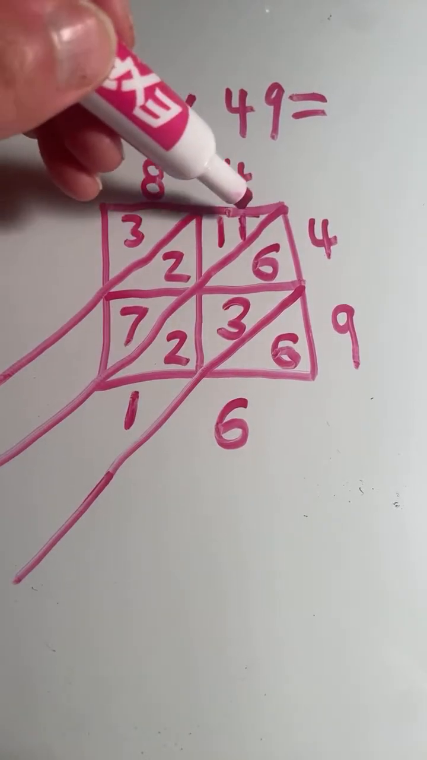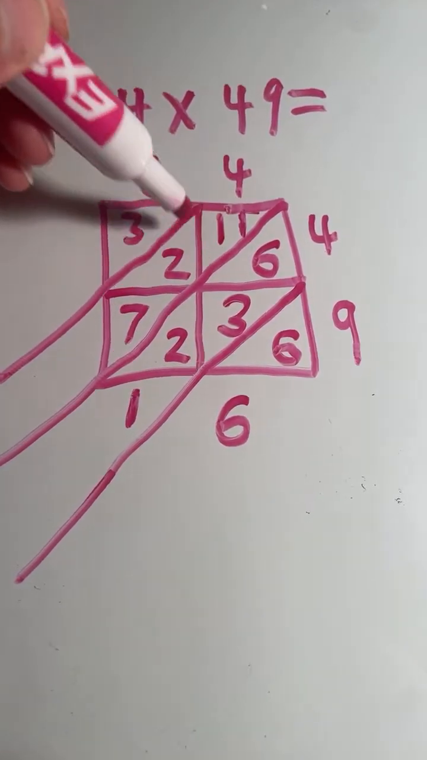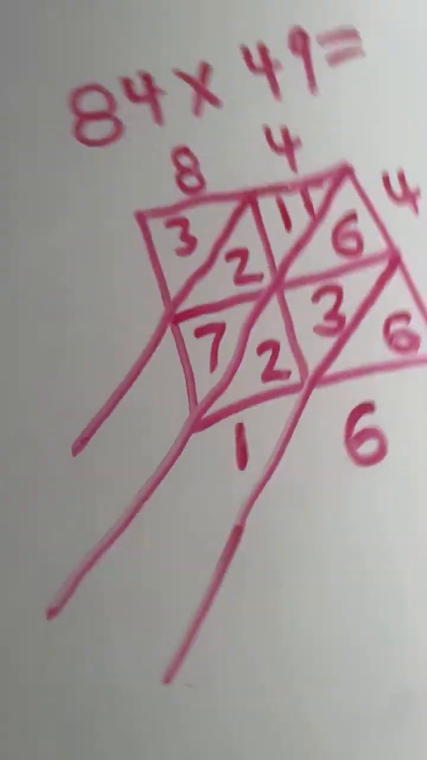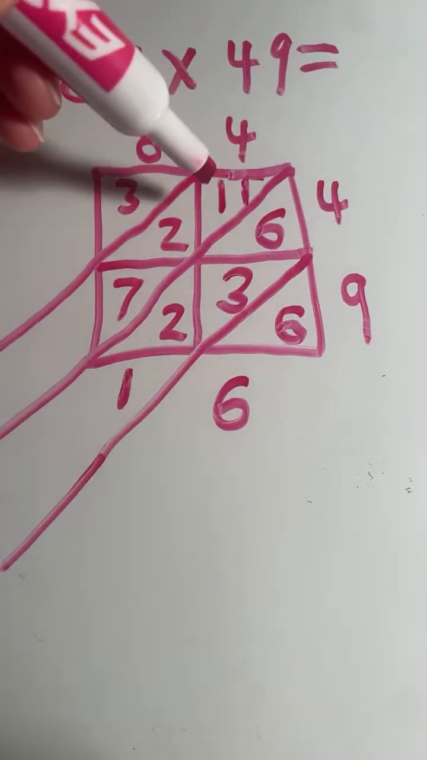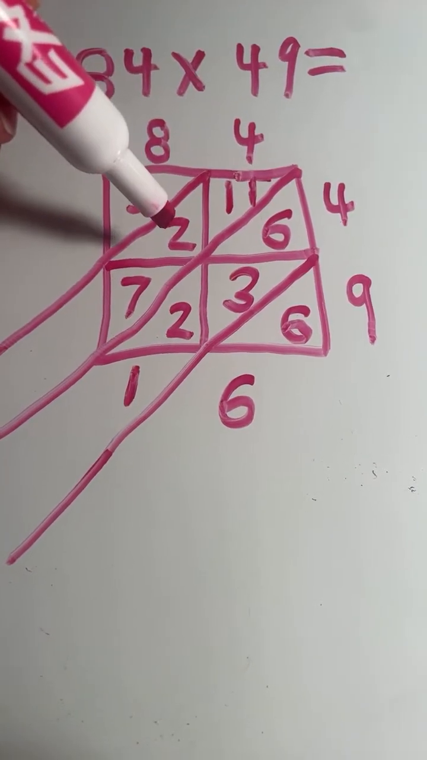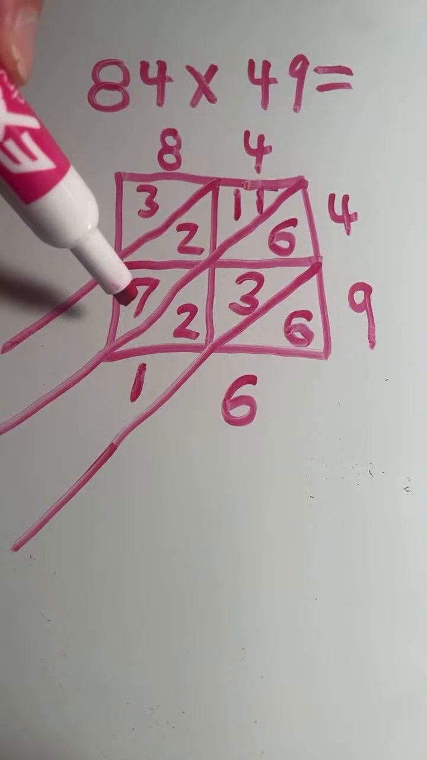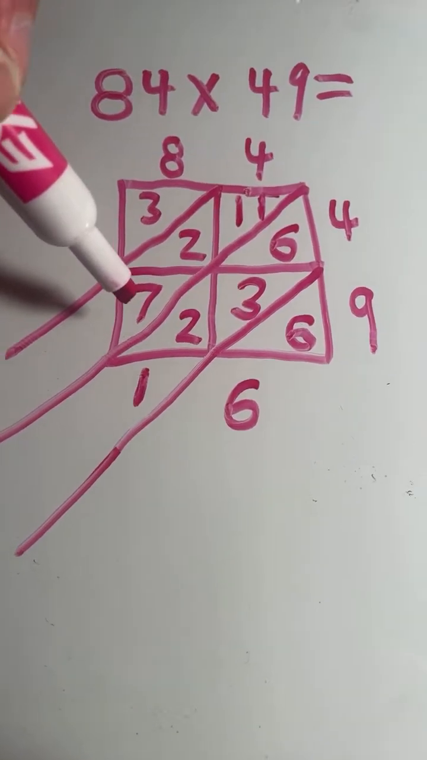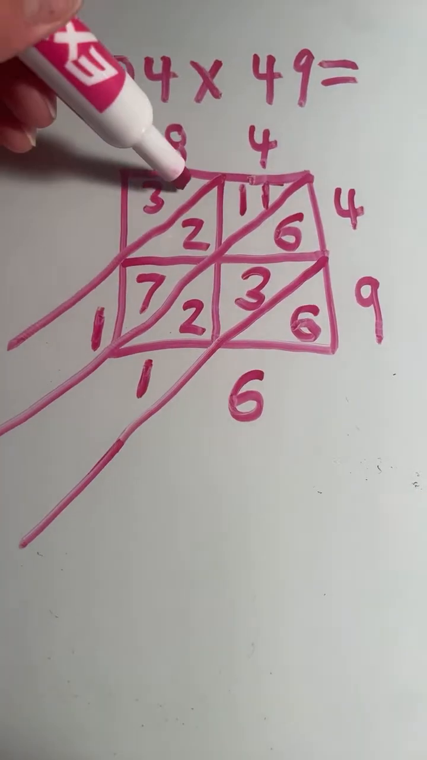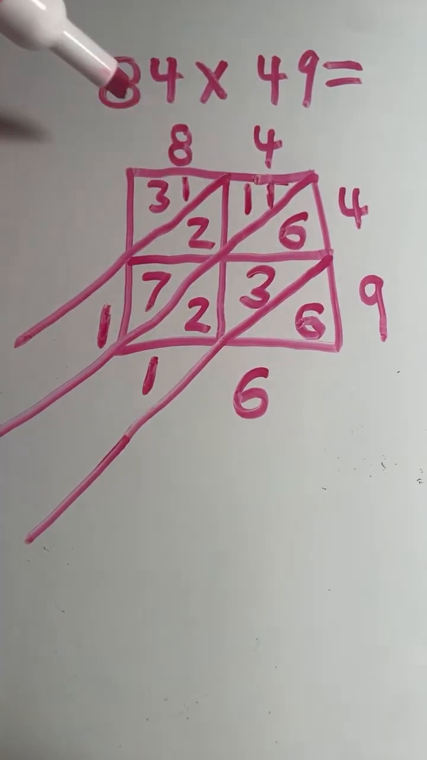Next, we add all of the numbers that are in between these two diagonal lines here. 1 plus 1 equals 2. Plus 2 equals 4. Plus 7 equals 11. Again, we have to regroup. So we're going to put a 1 in between these two diagonal lines, and then we have to carry the 1 over and add that.